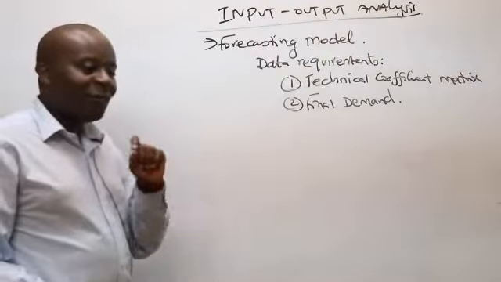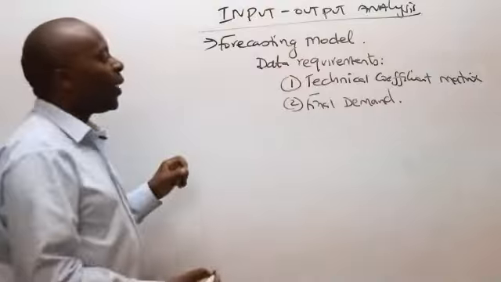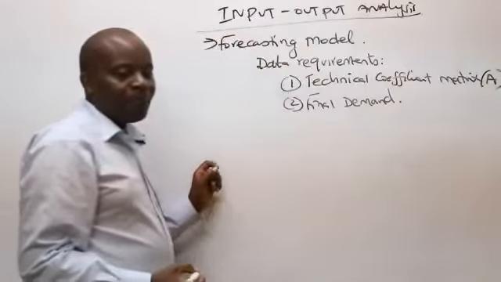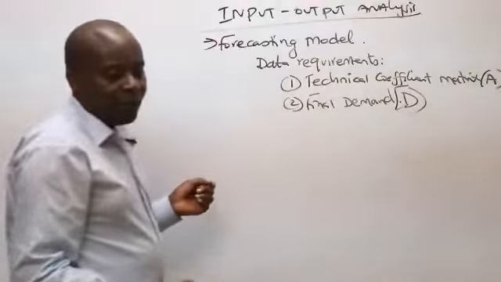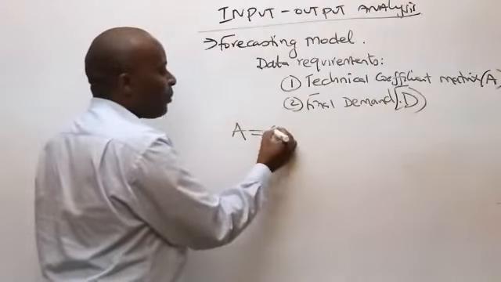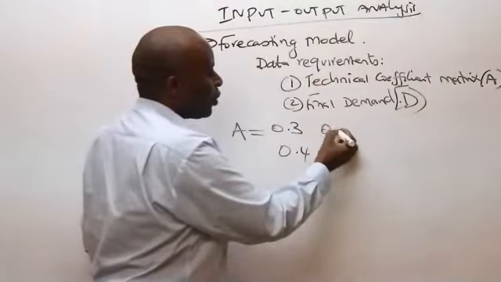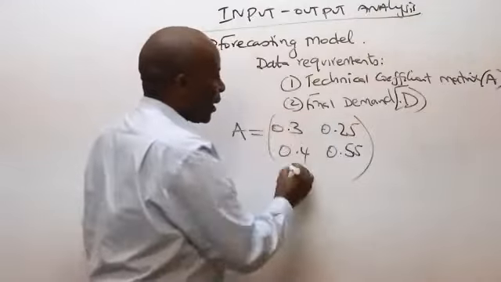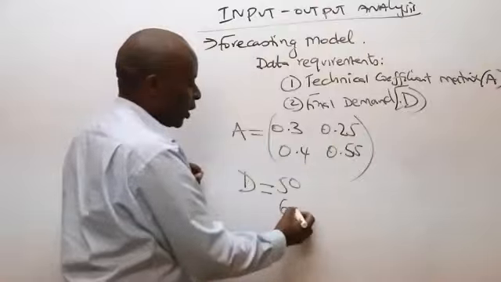Even before I define these things very well for you, I would want you to know from today that the technical coefficients matrix will always be called matrix A, and the final demand matrix will be called matrix D. So we want to look at a situation where A is given to us as 0.3, 0.4, 0.25, and 0.55, and the final demand is given as 50, 60.